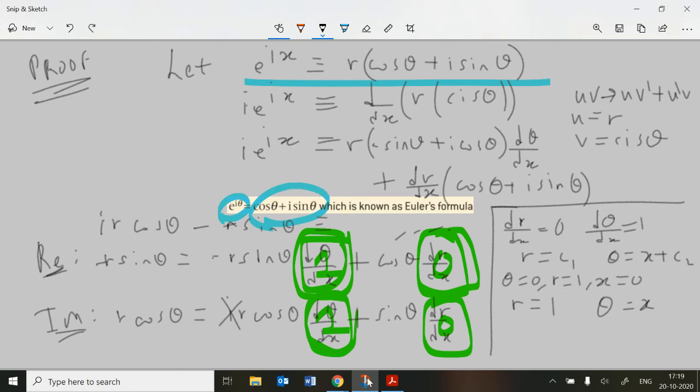Okay, so we've shown that Euler's formula is working. We've proved this thing here, and now instead of writing complex numbers like this, we are allowed to write complex numbers like this.